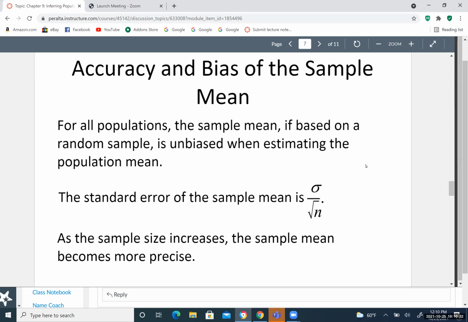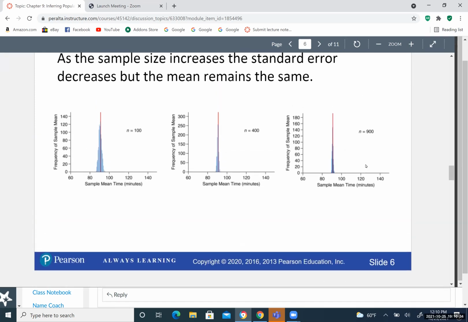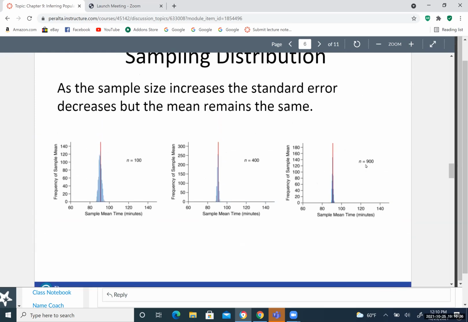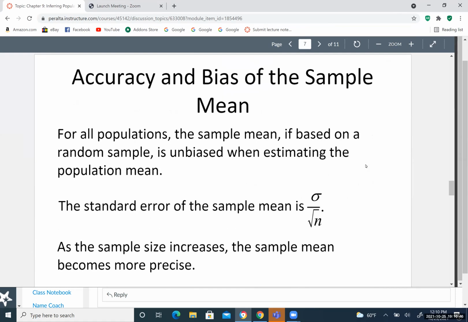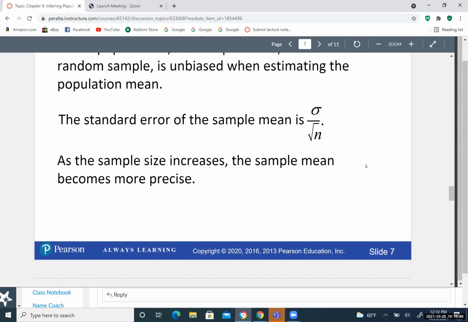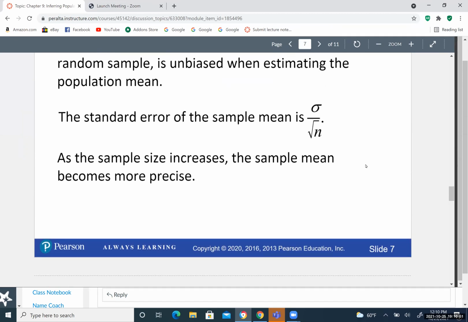Like you see in the picture above, as the sample size increases, they really care. The more the size increases, the better. The standard error is going to be smaller, which is good for us to compute. As the sample size increases, the sample mean becomes more precise. That's the conclusion.